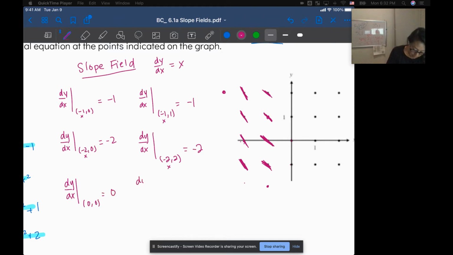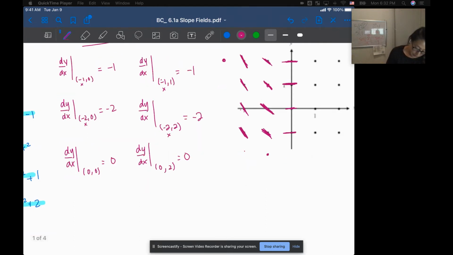Okay, let's just do one more. dy over dx evaluated at 0, 2 would still have a slope of 0. So I like these. These are great. These are very easy to graph. 0, slope of 0. Okay, dy over dx evaluated at 1, 0.